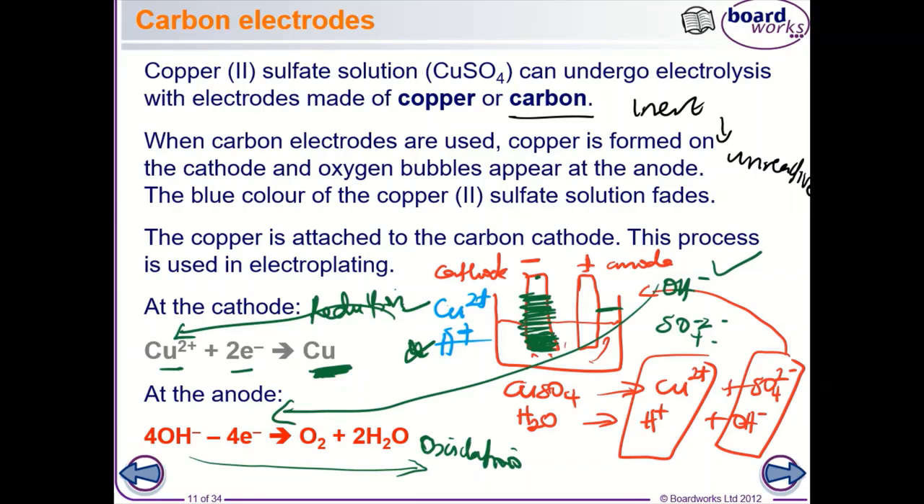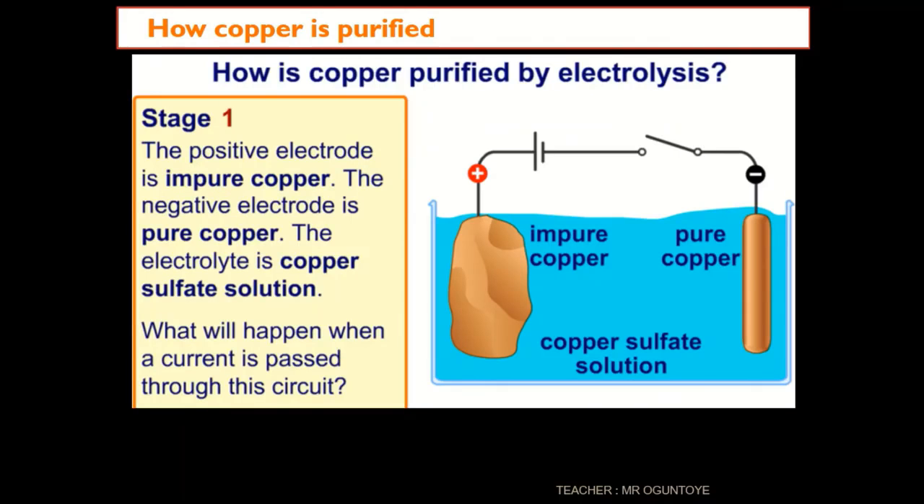Okay, so let me now look at the electrolysis of copper sulfate solution using copper electrode. Now we are giving copper home advantage. Let's see how that plays out here. Now this is an electrolytic tank for purification of copper. Now we want to purify copper.